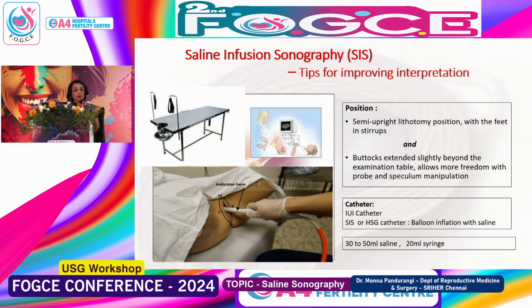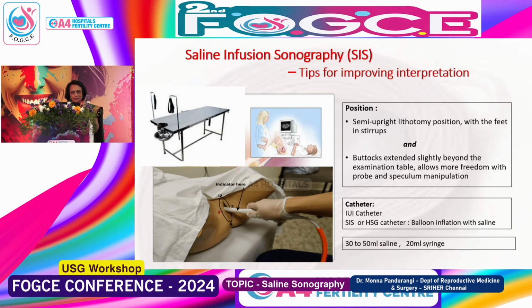In fact, we do all our transvaginal scans on the cut table so that we don't have to tell the patient to put the hands below her buttocks, lift the buttocks. We don't have to do that. We can move our hands down as much as we want. Okay, so that's very important. So position is semi-upright lithotomy position with the feet in stirrups or even the dorsal lithotomy position. Buttocks extended slightly beyond the examination table allows more freedom with the probe and speculum.